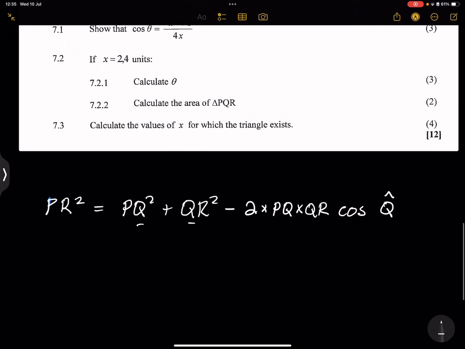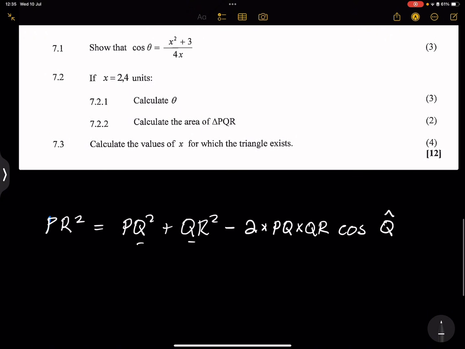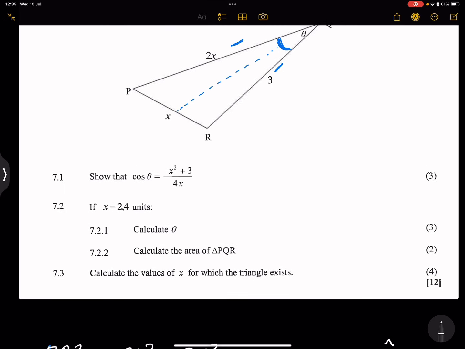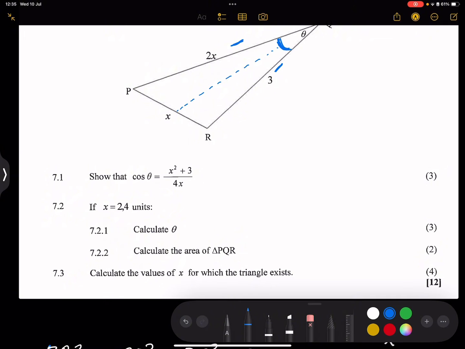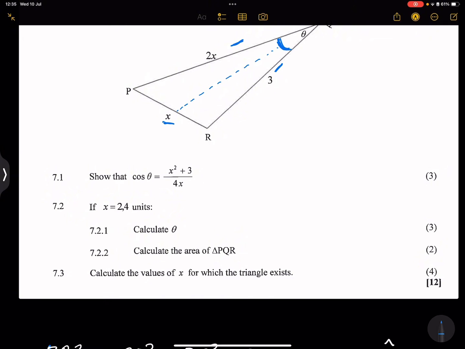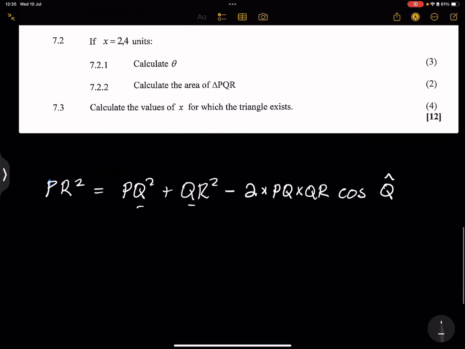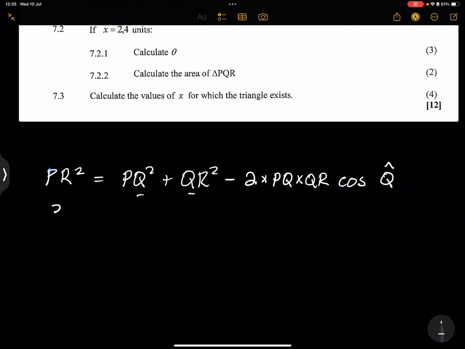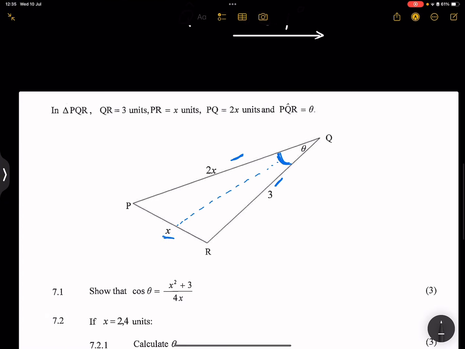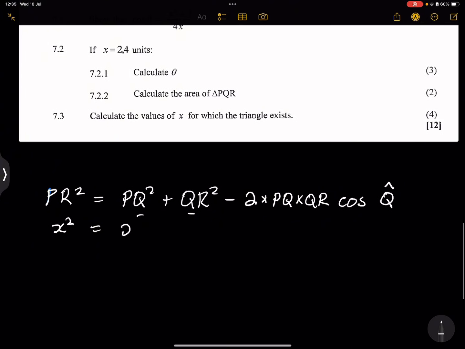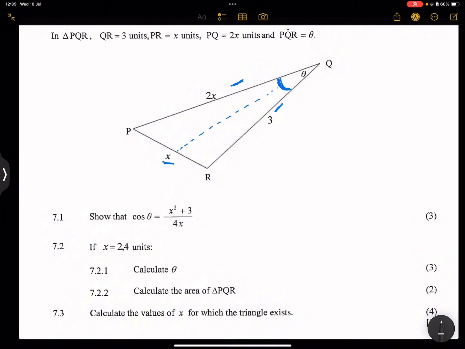Now we've got PR squared, but we already know what PR squared is. It is equal to X, given there as X. So I'm going to substitute that over there. I'm going to say X squared is equal to PQ squared, which is given as 2X. So that's 2X, remember we square it, plus QR squared. Our QR is 3.